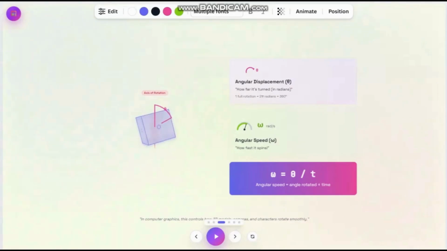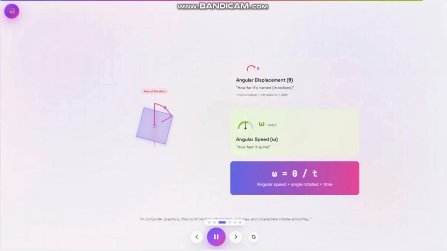Here's the math behind the motion. Angular displacement tells us how far; one full rotation equals 2 pi radians or 360 degrees. The angular speed, which is the omega shape, is simply theta divided by time. This formula is the engine under the hood of every smooth spin in 3D graphics, from camera sweeps to character turns.